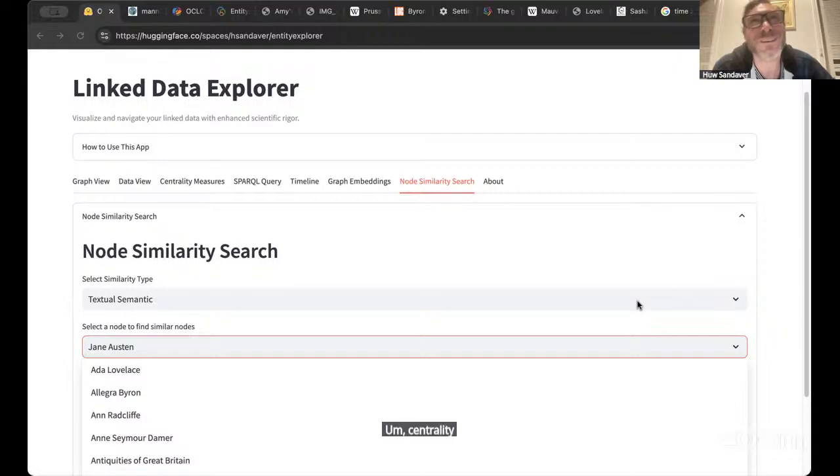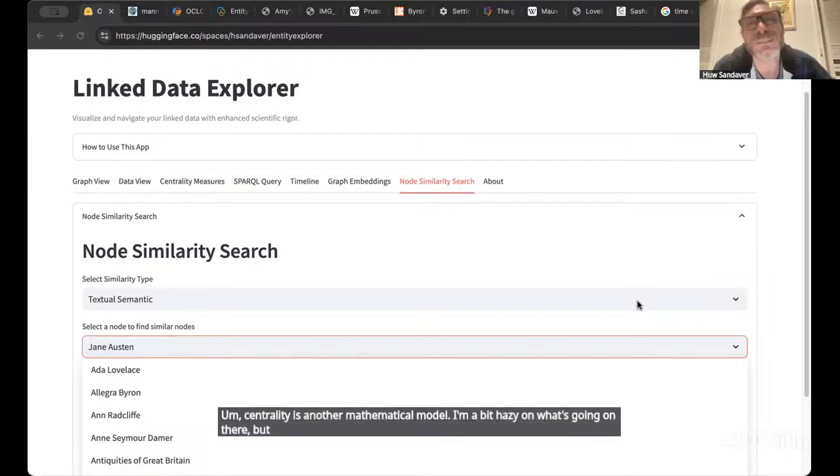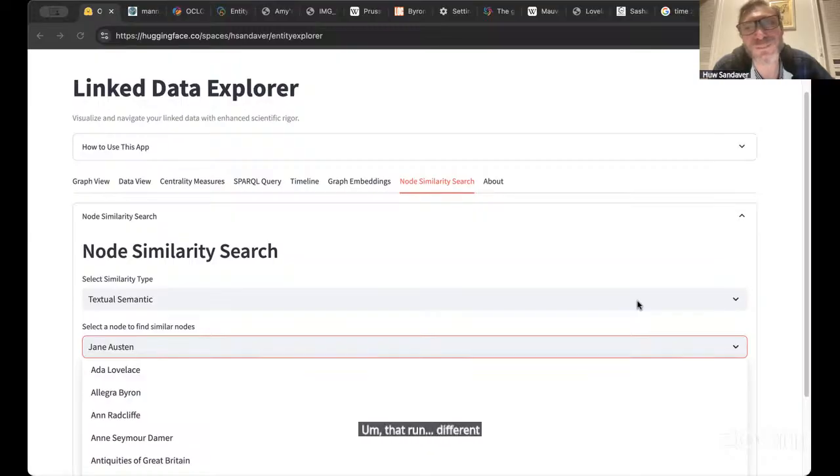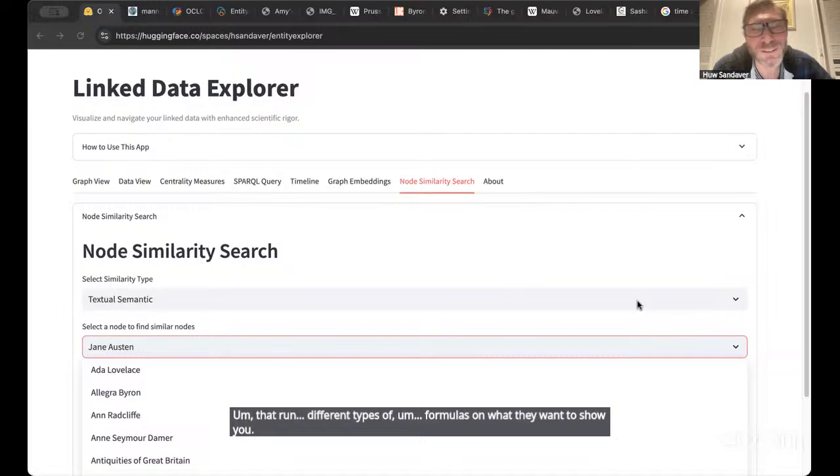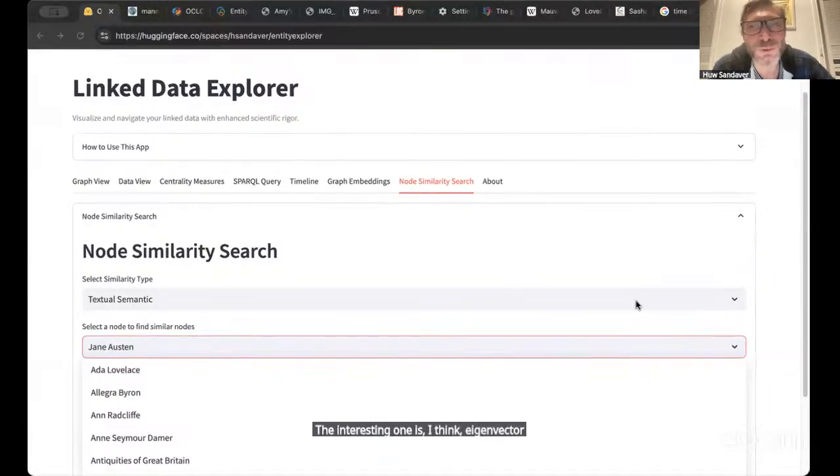Centrality is another mathematical model. I'm a bit hazy on what's going on there, but there are different ones, so betweenness, closeness, eigenvector, and so on are just mathematical models that run different types of formulas on what they want to show you. The interesting one is, I think, eigenvector is what Google adapted for use with their search engine.